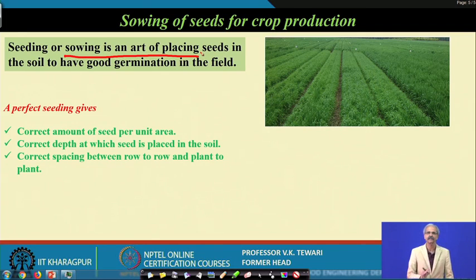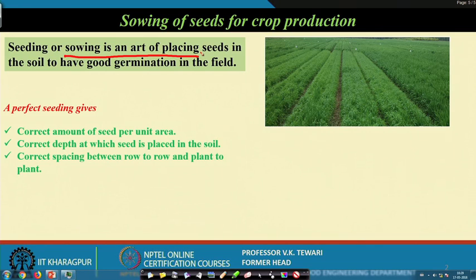So that what we get is a good germination, because whatever has been sown need not all germinate. There are many factors to that: the condition of the soil, the moisture content of the soil, the orientation of the seed which has gone, the type of the seed, the condition of the seed itself. The seed may not be of good quality, so it may not germinate. If we have not checked the viability of the seed, then also there will be a problem. So, it is very important. Seeding is definitely an art to put the seeds in the soil in such a way that good germination takes place, and hence good health of the crop. This is what is important.